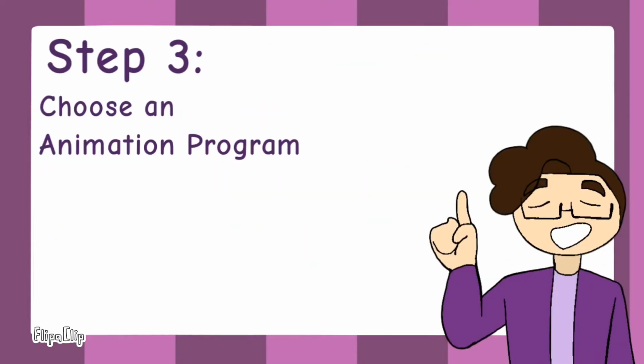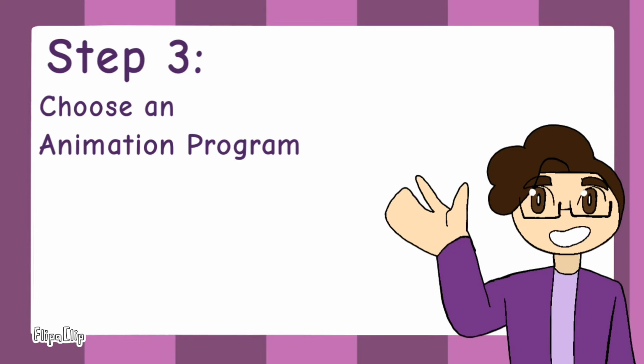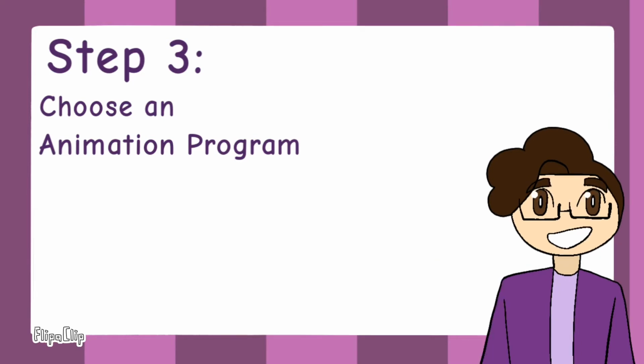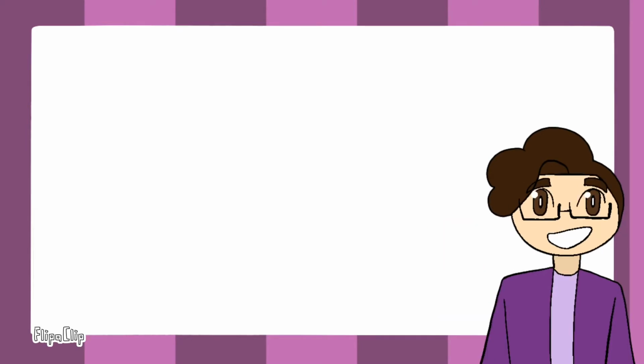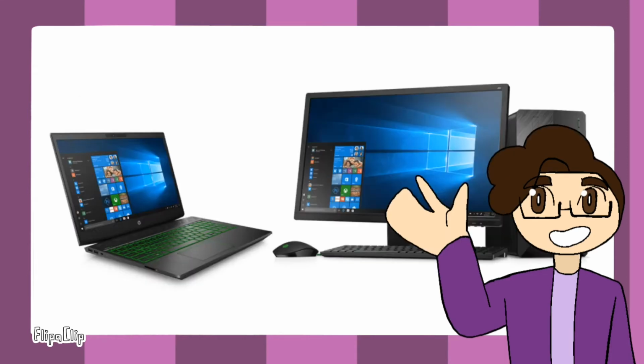After you figure out what kind of animation you want to do, now you have to choose a program. Since we're focusing on 2D animation, we'll be choosing a 2D program. There are many different programs out there and you just gotta find the right program for you. There are some programs that are on mobile devices and there's some on the computer.